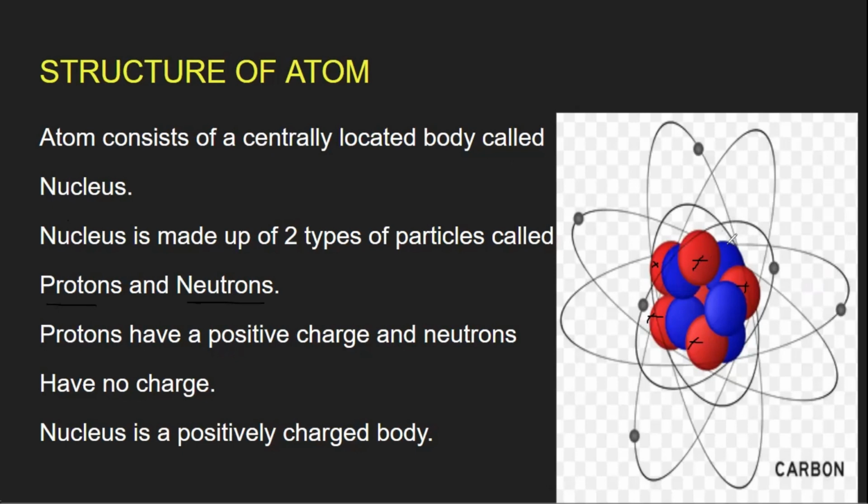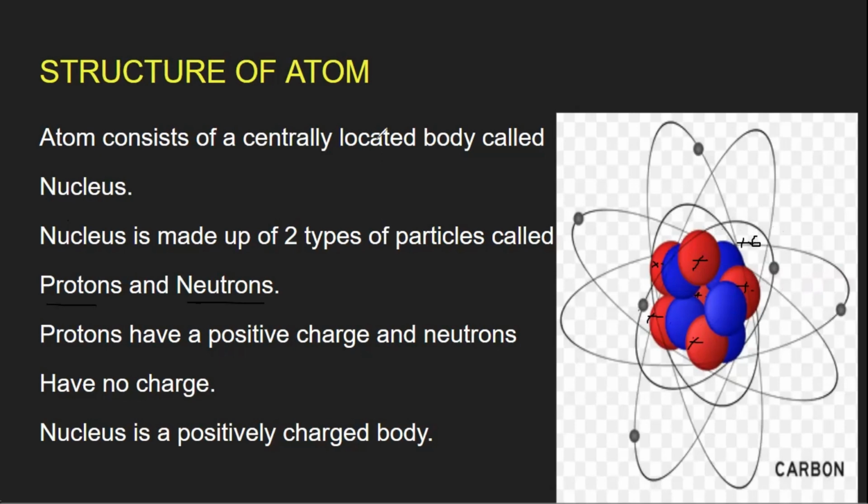So what does it mean? What should be the charge of the nucleus? Then the charge of the nucleus should be positive, because neutrons do not have any charge. So the charge of the protons is actually the charge of the nucleus. So how many protons can we see over here? We can see 1, 2, 3, 4, 5, 6. It means the charge of this nucleus is +6. So the nucleus is a positively charged body.